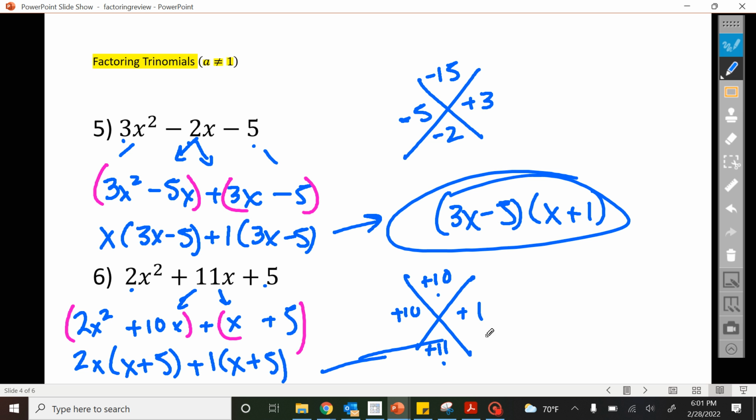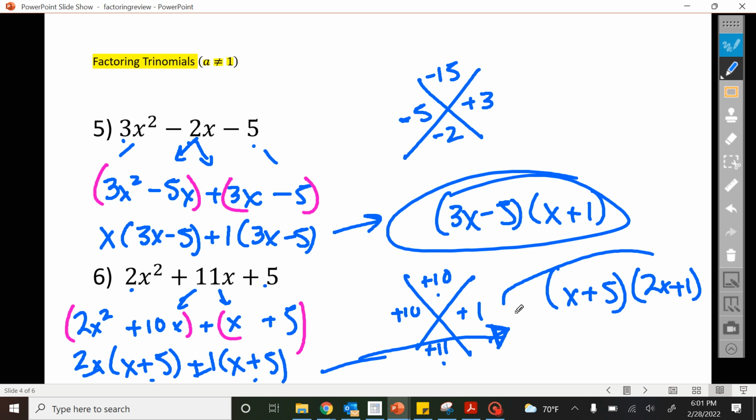So my two factors, one of them is the factor that shows up twice, x plus 5, and the other one is my GCFs, 2x and positive 1, so 2x plus 1. So my factors for number 6 are x plus 5 and 2x plus 1.